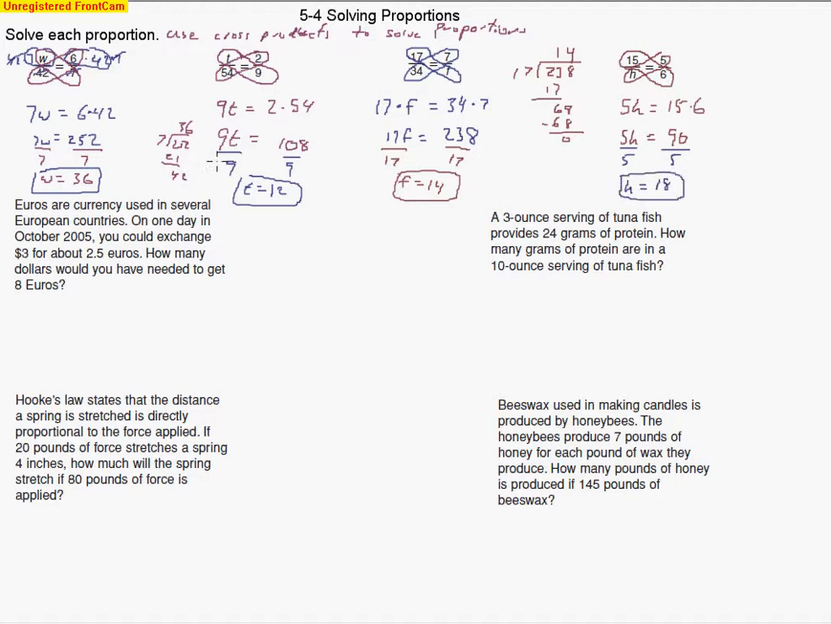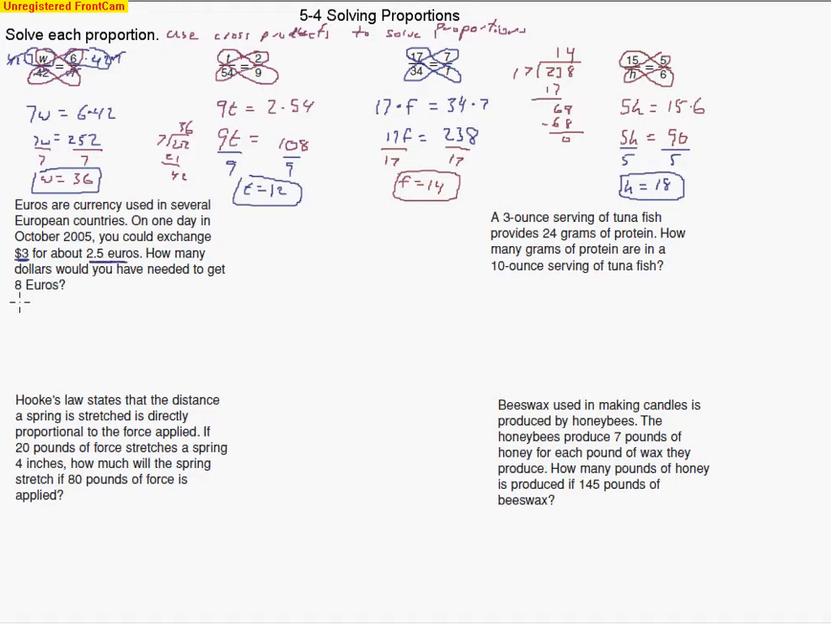Well, now we've got some problems in which we have to write the proportion. And so in order to write a proportion, all we're going to do is look at the units and try to get them to match up. So the first problem says euros are a currency used in several European countries. On one day in October 2005, you could exchange $3. So here's the important information: $3 for about 2.5 euros.